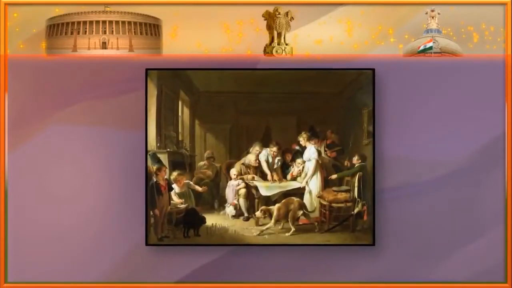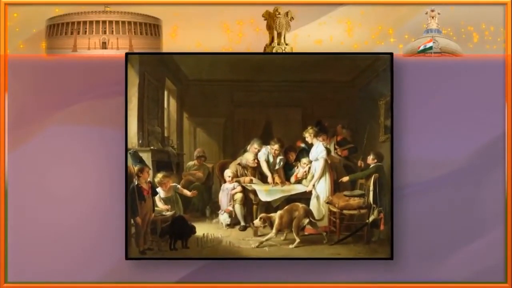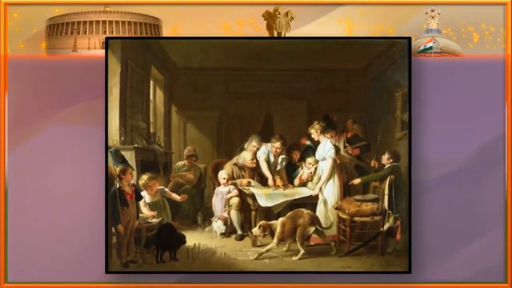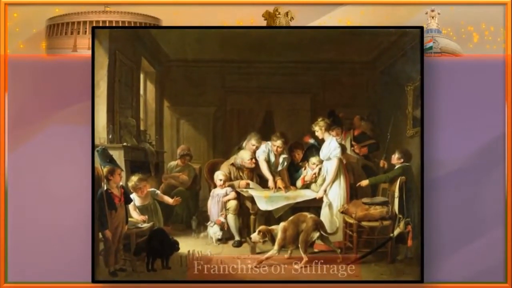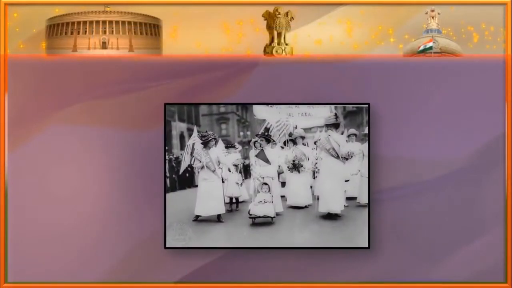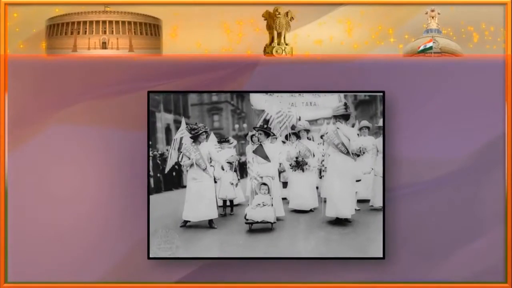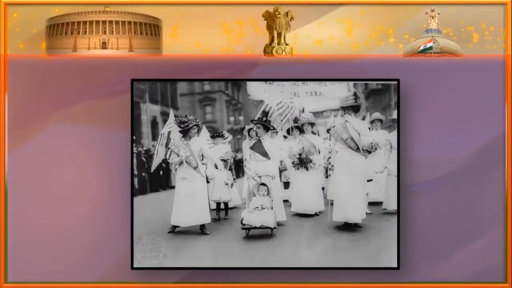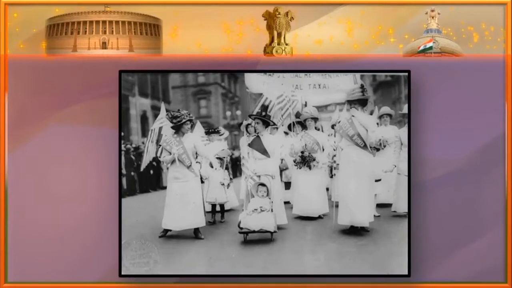The middle and poor classes fought against this injustice. After a long struggle, the right to vote, which is called franchise or suffrage, was slowly and steadily extended to all. But still there was a flaw. The franchise was not extended to women. The struggle for this continued, and ultimately women also got the right to vote like men. When the right to vote is given to every adult in a country, it is called universal adult franchise.